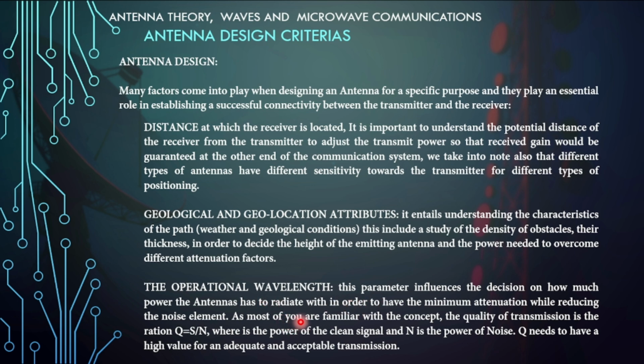So, as most of you are familiar with the concept, the quality of transmission is Q equal S over N, or SNR, signal to noise ratio, which is the ratio between the power of the clean signal divided by the power of the noise signal. Q needs to have a higher value for an adequate and acceptable transmission. All right, so this parameter influences the decision on how much power the antennas have to radiate. Okay?